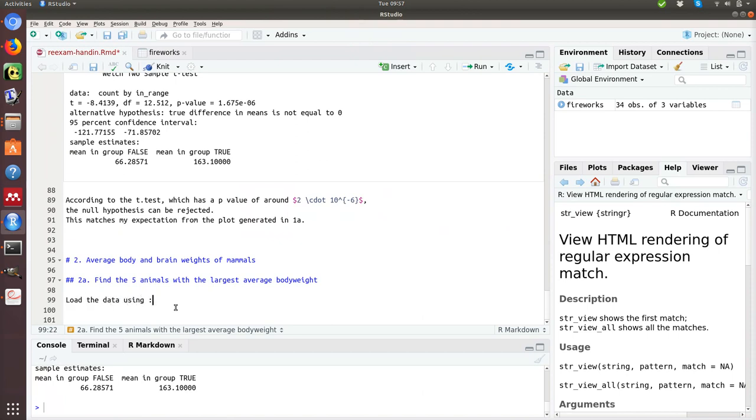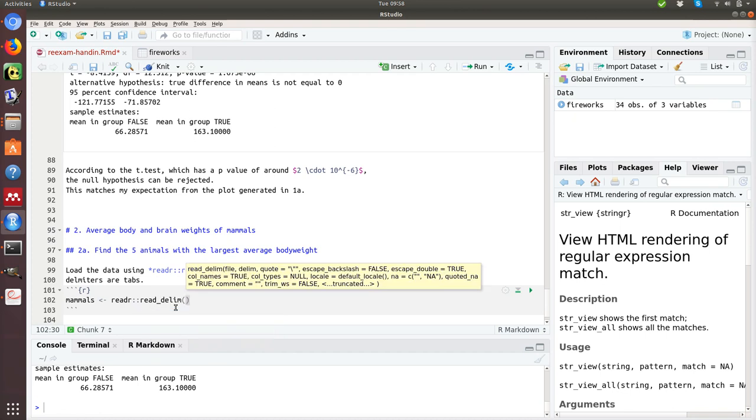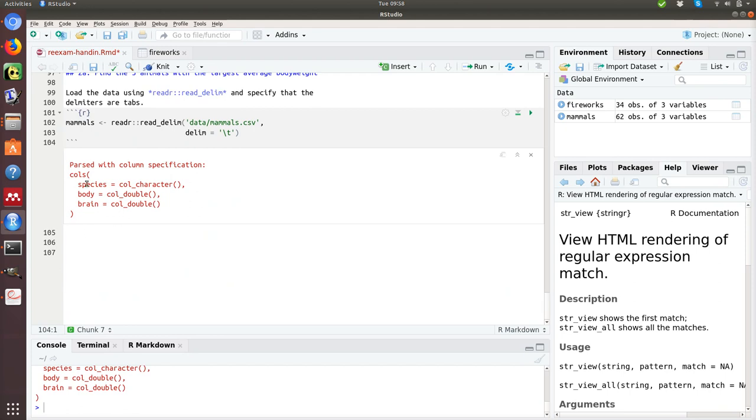Load the data using readr read_delim, and specify that the delimiters are tabulators. Oh, I think it's just named tabs. So we store the data inside the mammals variable. It should be the mammals.csv, and the delimiter should be our tabulator. Then see what comes out of this. We have three columns in the data we have read: the species, the body, and the brain.